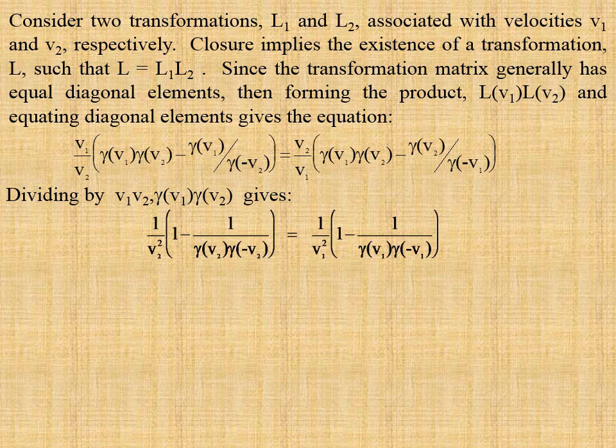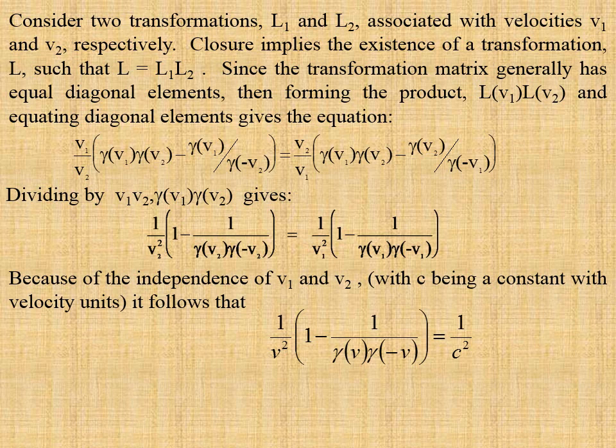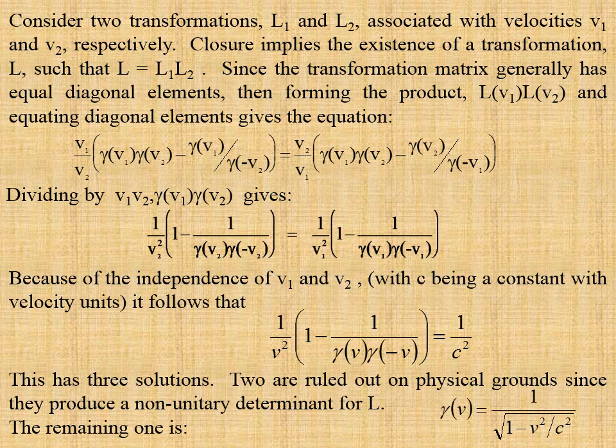Since the variables are now separated, and v1 and v2 are independent of each other, the functional form on the left and the right must be constant functions of v. For later convenience, we will call the constant 1 over c squared, where c, which has units of velocity, is not yet to be identified with the speed of light. If gamma is an even function of v, that is, if gamma of minus v equals gamma of v, then this equation is easily solved for gamma of v.